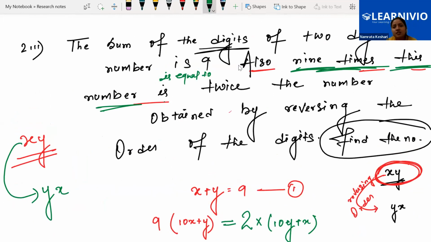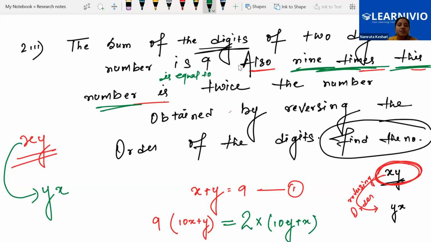Still it's the same xy. Better to write it as 10x plus y, so that we will be able to make an equation. Our equation in two variables, our pair of linear equations, looks like x plus y, x minus y, not x into y, right? So that's why we have written our number in expanded form, so that at last we will get x plus y, 10x plus y, maybe 10y plus y, or 20, whatever coefficient of x is there, but there will be addition and subtraction, not multiplication between x and y. That's why we have written our number in expanded form.